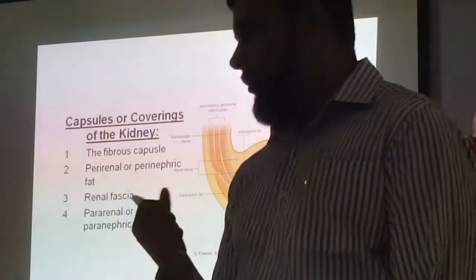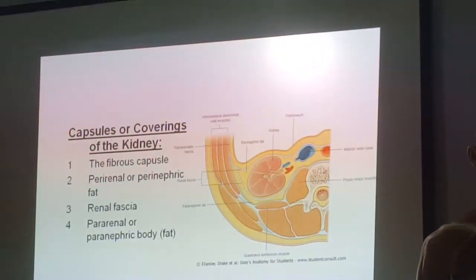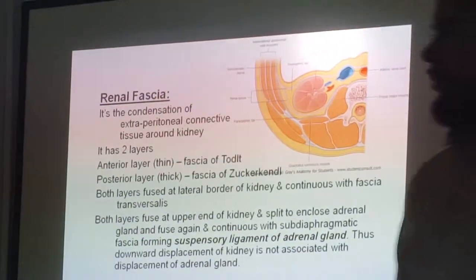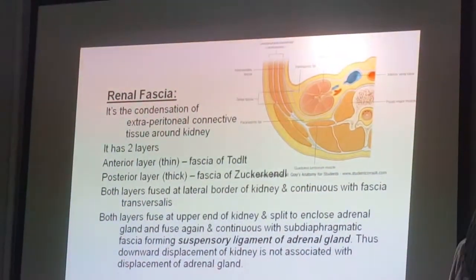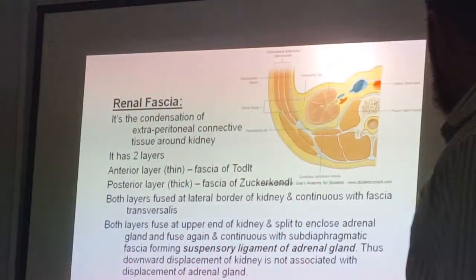If they ask you in the examination about the capsules or the coverings of the kidney, you should be able to mention these four. Among these, the renal fascia is very important. It can itself be asked as a short note. Okay, so this is the renal fascia.